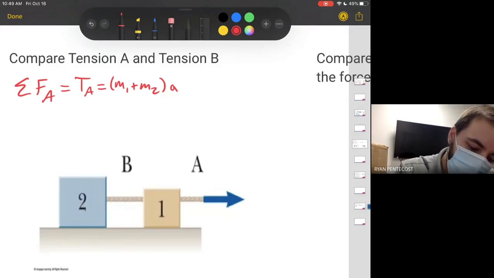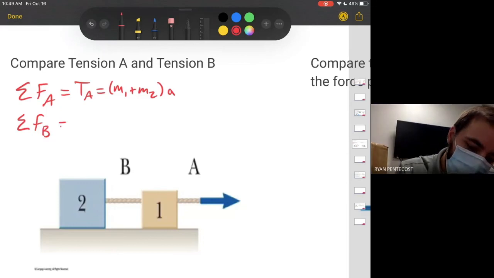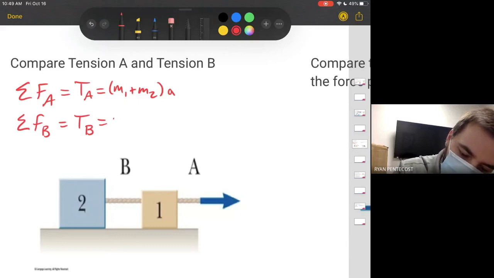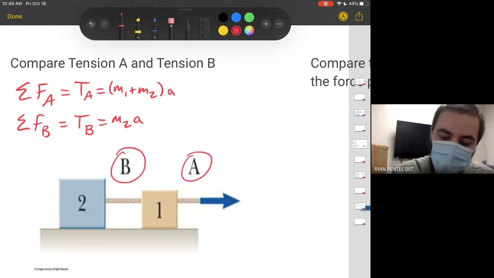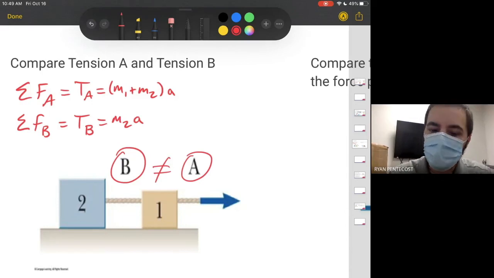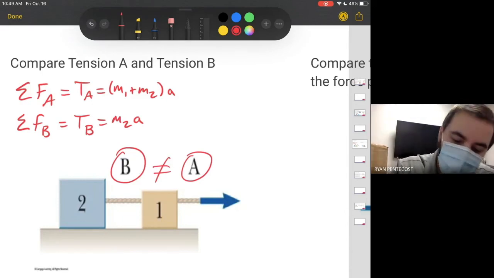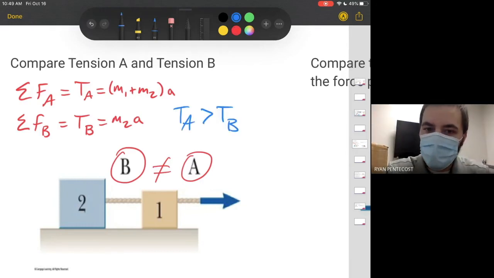Now, if we look at the summation of forces for part B, tension B is only pulling mass 2. So even though this rope is being pulled in the right direction, tension A and tension B are not going to be the same because they're not actually pulling the same masses. So tension A is actually greater than tension B because it's pulling both masses, while tension B only pulls one mass.